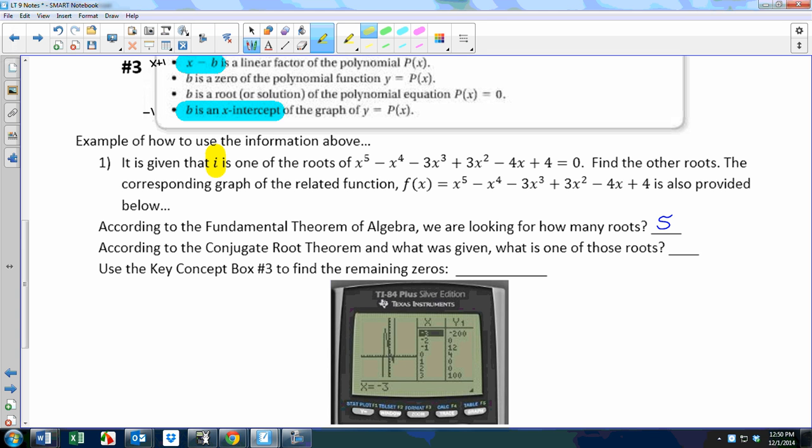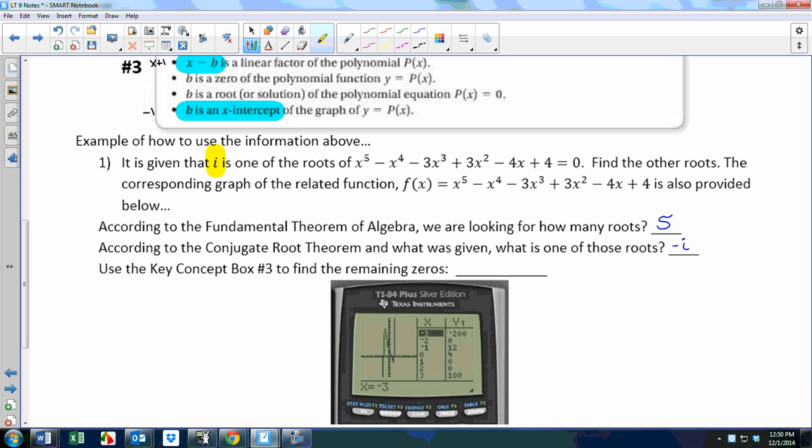If i is one of the roots, what can you conclude based on the conjugate root theorem? Its conjugate, which would be negative i, is also a root. If i is one of the solutions, then negative i is also one. All right, so we've got 2 of the 5 so far, right? 2 of the 5. Now there's the picture of this function and the table.